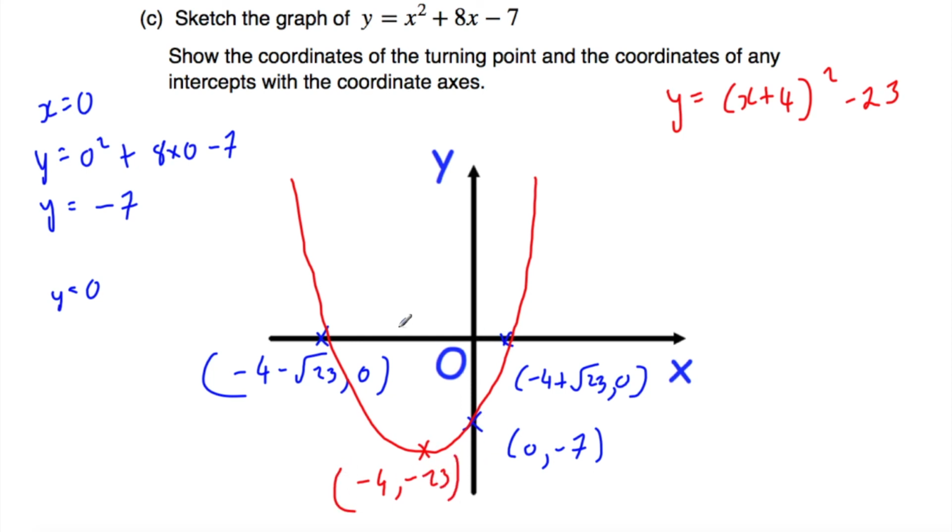So that would be (−4, −23), because remember, if we've got our x² graph, the +4 inside the brackets is counterintuitive. It translates it 4 squares to the left, then the −23 translates it 23 squares down. And that's it. So we've now sketched our quadratic graph, and we've got the coordinates of where it crosses the x-axis, the y-axis, and the coordinates of the turning point.